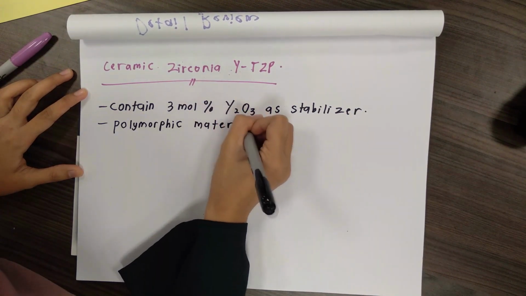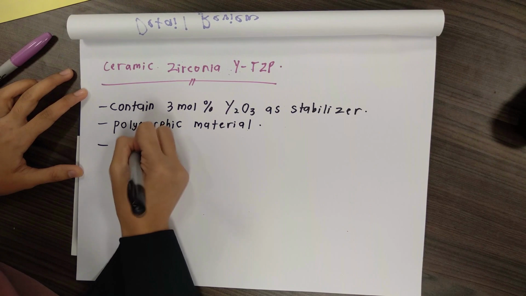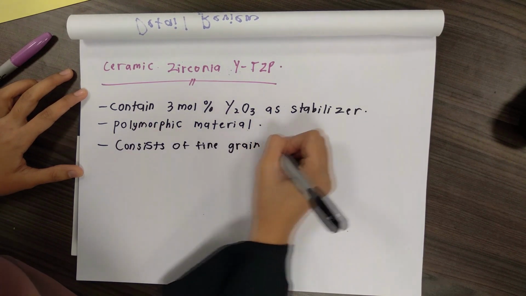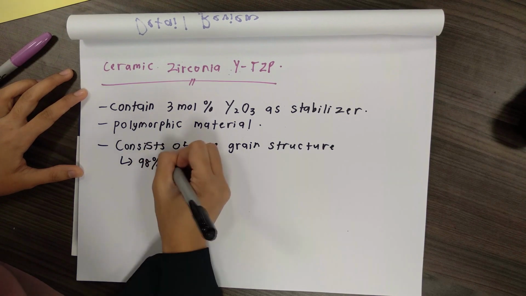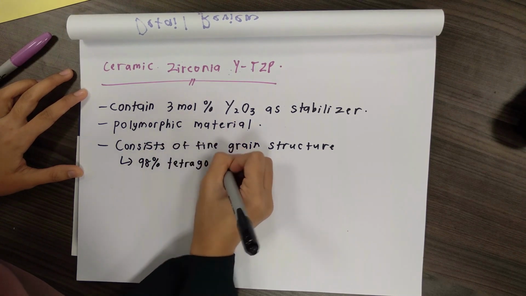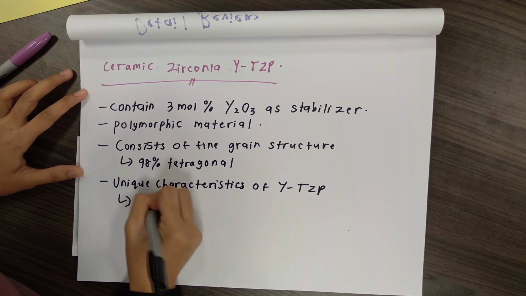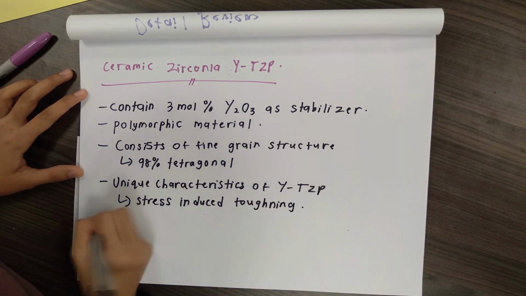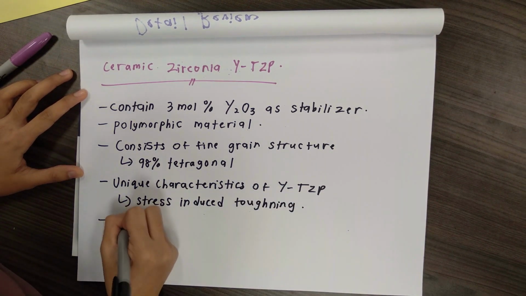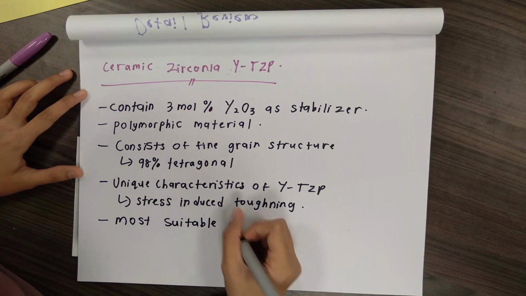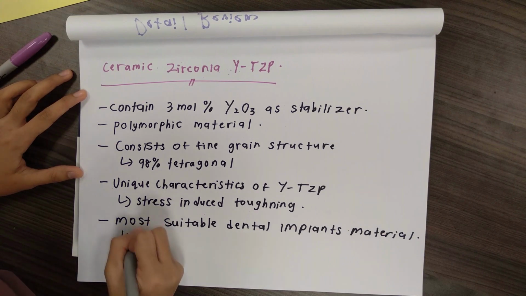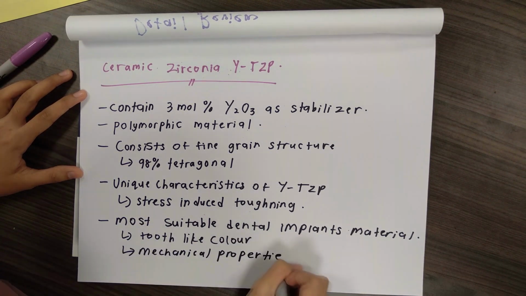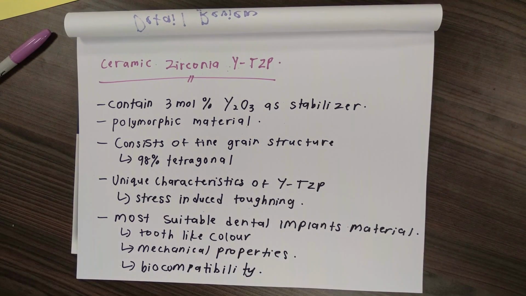Zirconia is a polymorphic material that can express more than one crystalline structure. It consists of a fine grain structure that is usually 98% tetragonal. Stress-induced transformation toughening is a unique characteristic of Y-TZP ceramic. Ceramic zirconia Y-TZP is the most suitable dental implant material because of its tooth-like color, mechanical properties and biocompatibility.